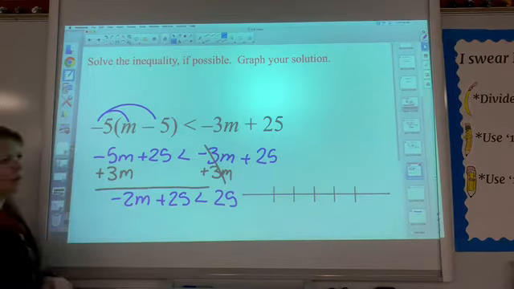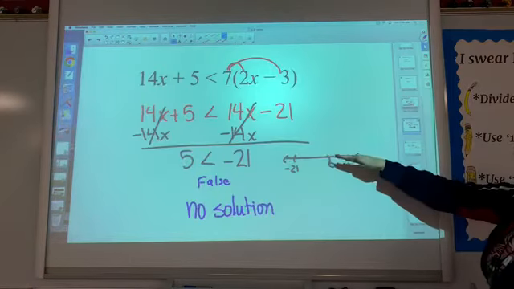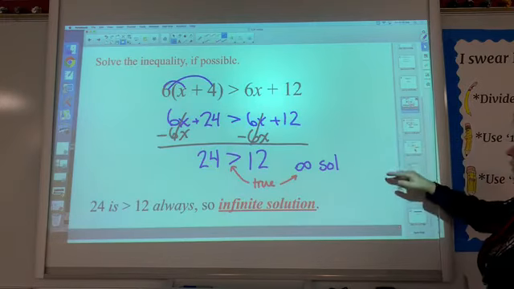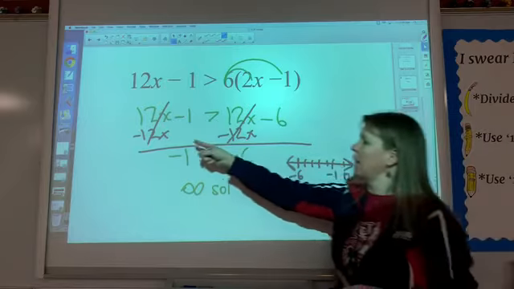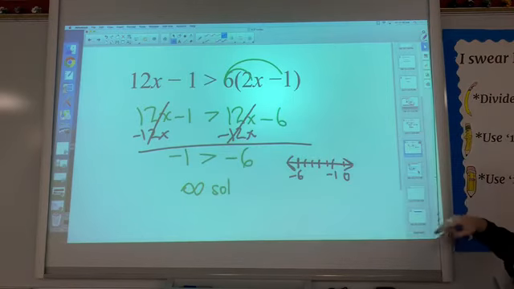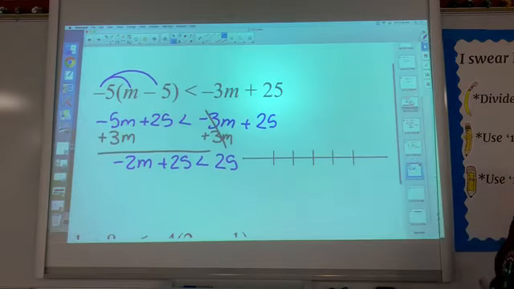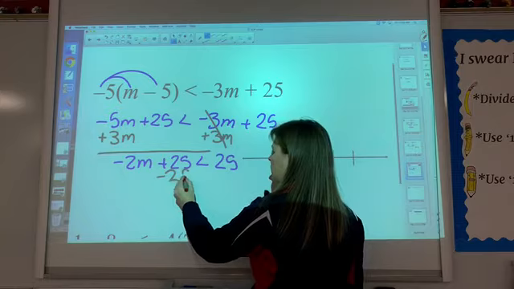Anytime there's a variable left, you're going to have an answer. In this problem, we didn't have an answer. It was no solution. In this one, we had an infinite solution. And in this one, we had another infinite solution because every time our variables disappeared. They canceled out. But in this case, you are going to have an answer. How do we find that answer? We minus 25 from both sides.